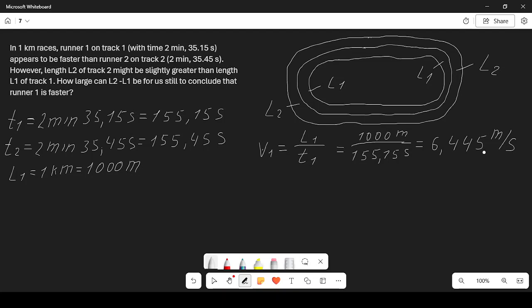And we agreed that we will consider all quantities and speed to the third digit after the point. So if runner number 2 has speed, let's say, 6.445, can we say that number 1 is faster than runner number 2? No, we can't, because they have the same speed. They're equally fast.